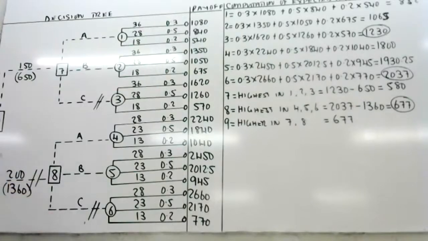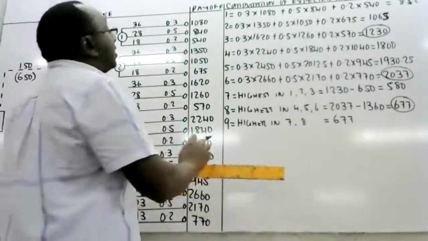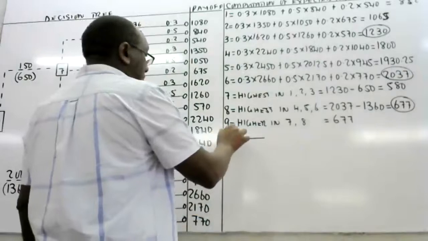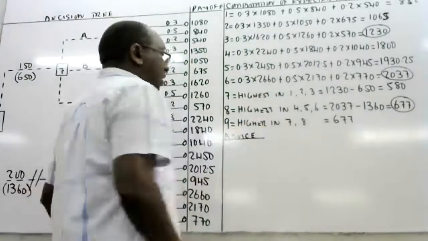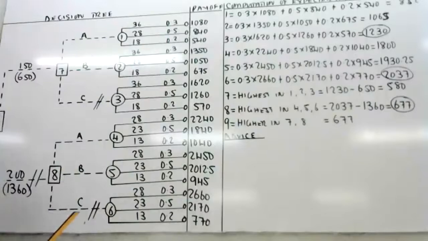So we are through. Once you are through with that, the next thing now is to offer the advice. The advice is, as you can see here, we have decided when we are in the prices, we go for the price of 200. And then we take option C.